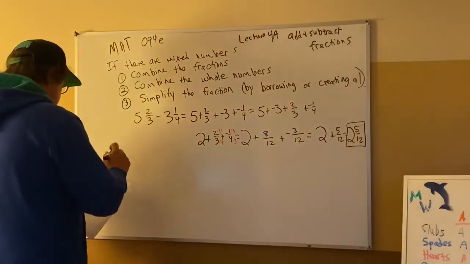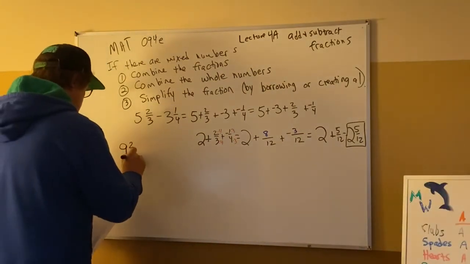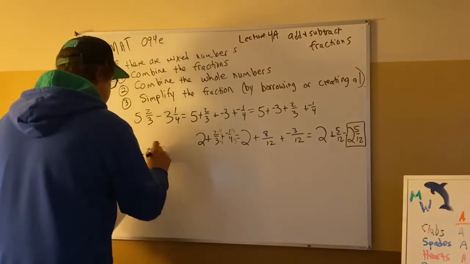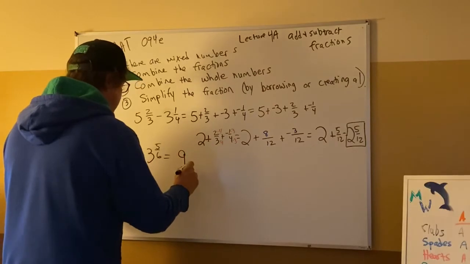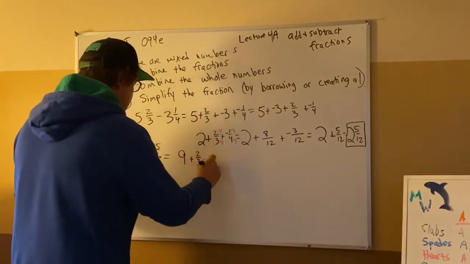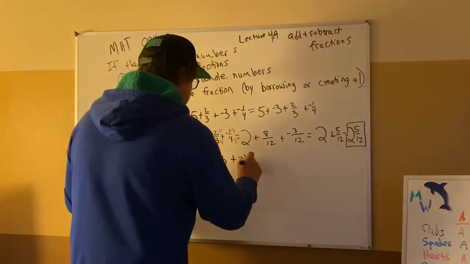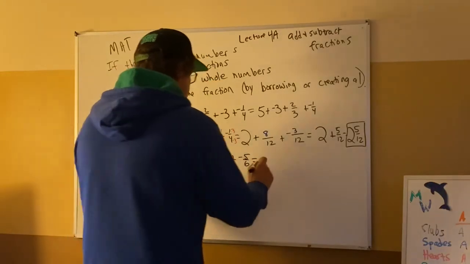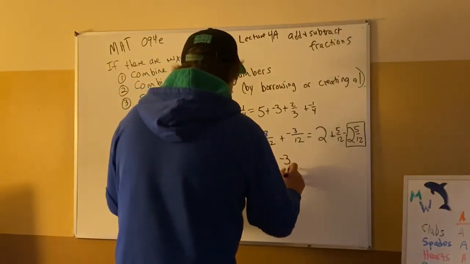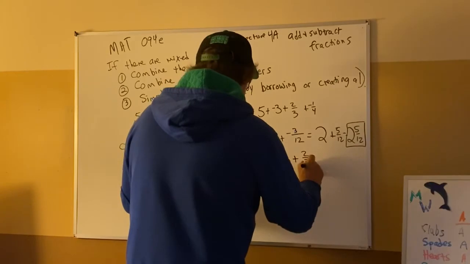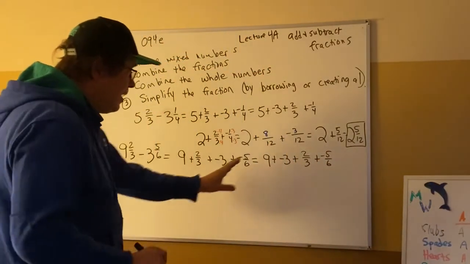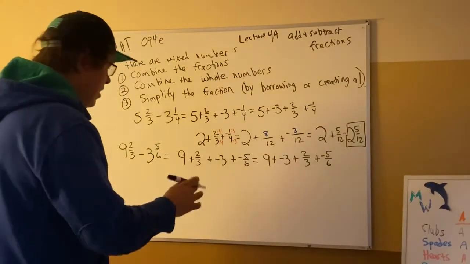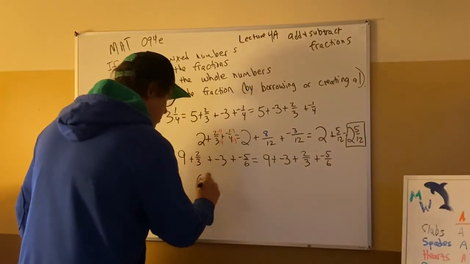So let's take 9 2/3 minus 3 5/6. Now what I like to do is turn into a positive 9 plus a positive 2/3 plus a -3 plus a -5/6, which will then get me 9 plus -3 for my integers plus a 2/3 plus a -5/6 where my fractions are. 9 plus -3, 9 minus 3 will get me 6 plus.